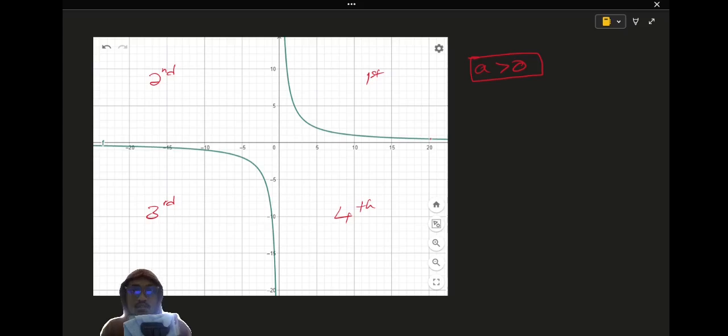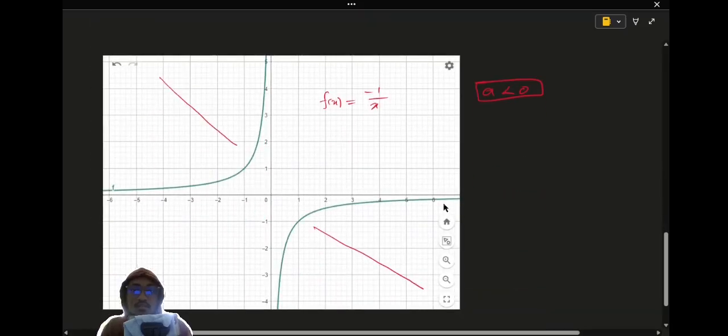When a is positive, our graph exists in the first quadrant as well as in the third quadrant. Do you see that? You need to remember this rule. When a is positive, our graph lives in the first quadrant as well as in the third quadrant. This is one of the things that we need to know. And then when a is negative, what happens? Well, our graph lives where? Our graph lives in the second quadrant and the fourth quadrant.